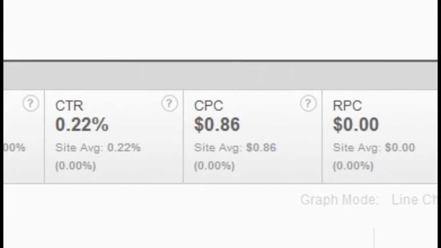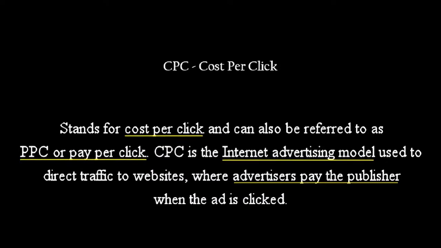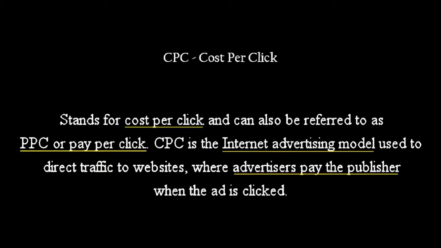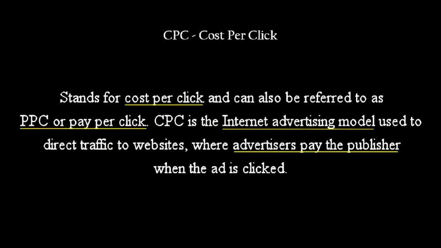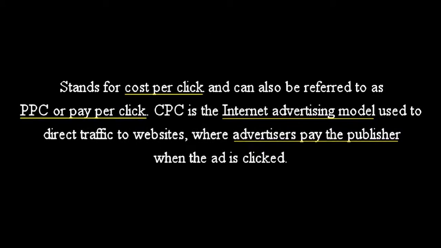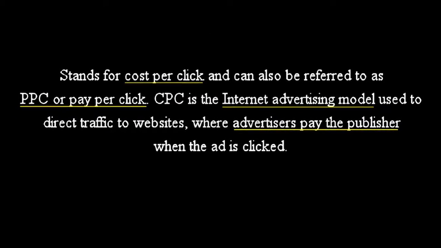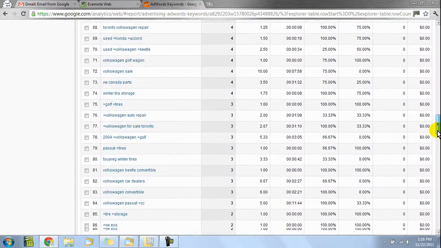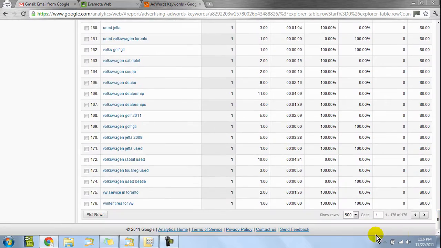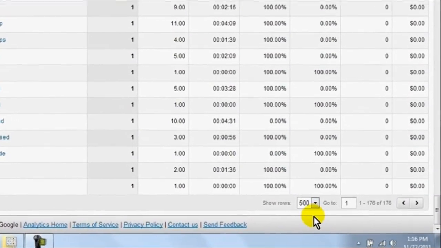CPC. CPC stands for cost per click, and can also be referred to as PPC or pay per click. CPC is the internet advertising model used to direct traffic to websites, where advertisers pay the publisher when the ad is clicked. By default, the top 10 keywords are displayed, but to view more, simply click here on Show Rows and select the number of results you would like to see.